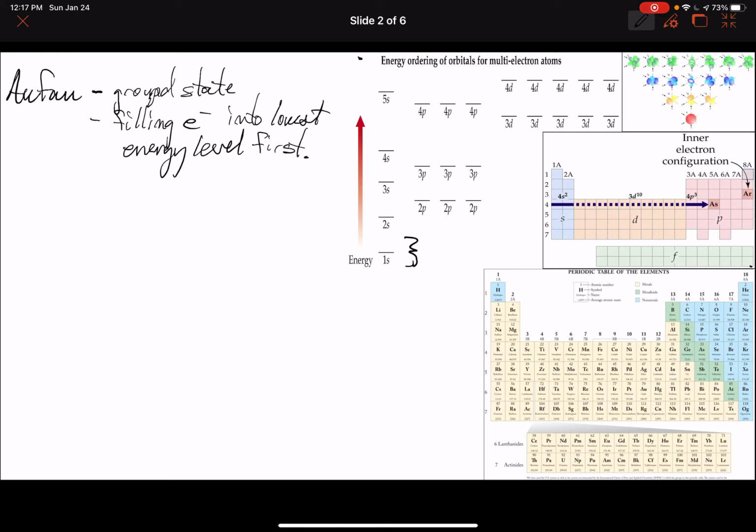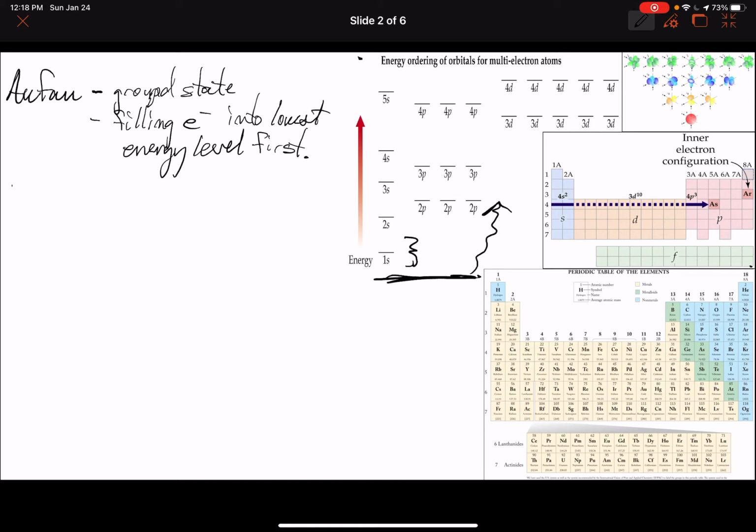Some people think of pouring water into a cup. The water will locate at the bottom of the cup first and then fill its way up as you pour in more electrons into this quantum mechanical cup that is our atom with all these spots for electrons. Okay.